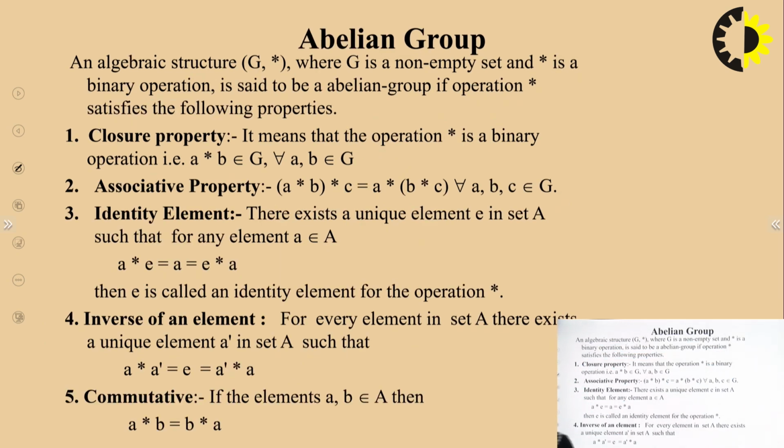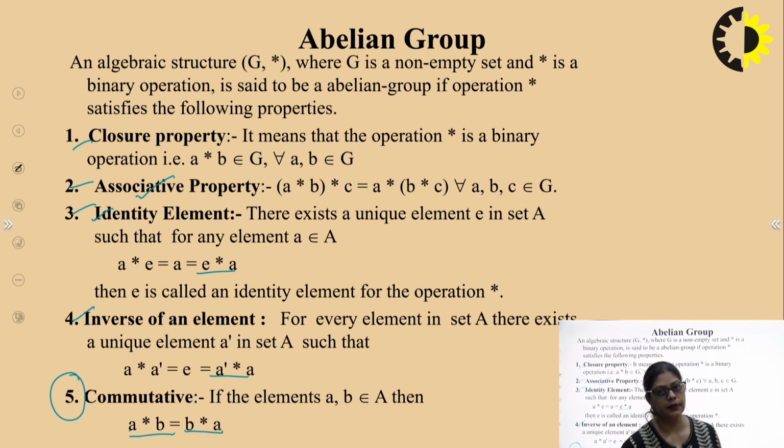What is an abelian group? Now the four properties of the group are there. When we add a fifth property, that is the commutative property, right? Closure property we know, associative property we know, identity we have already discussed, inverse we have discussed just now, and commutative means if the elements are operated like this, with the first element A and on the right hand side it is the second element, but they give the same answer, then it means they are commutative. And if the algebraic structure satisfies the five properties, then it is an abelian group.